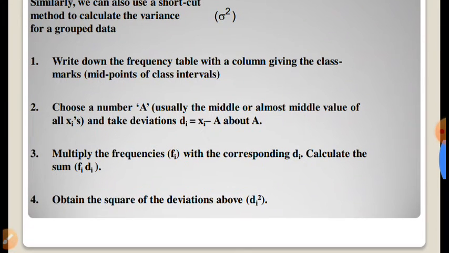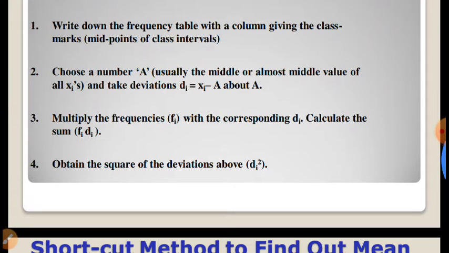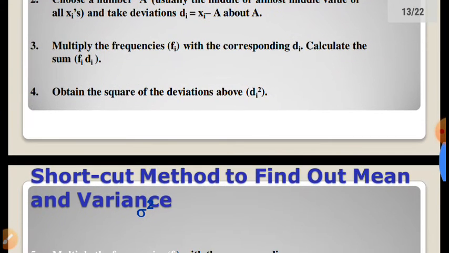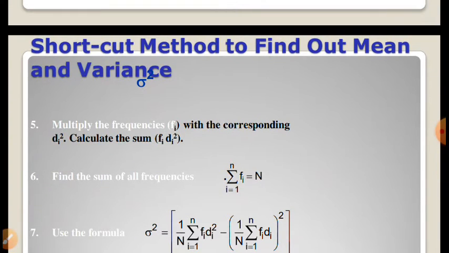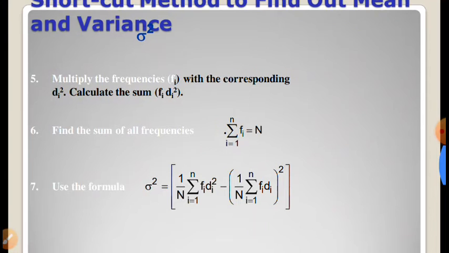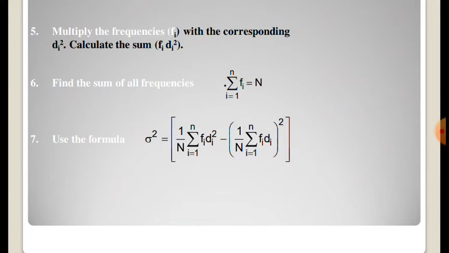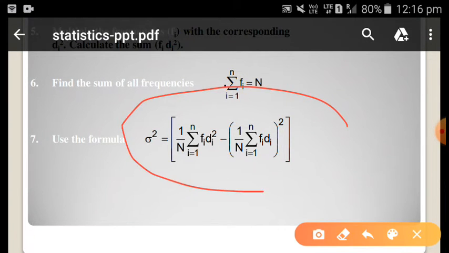So write down the frequency table with the column giving the marks. Choose a number A. Usually the middle or almost middle values should be taken, and that should be subtracted from every value. As usual, you need to obtain the squares of the deviations, multiply the squares by the fi, and find the sum.